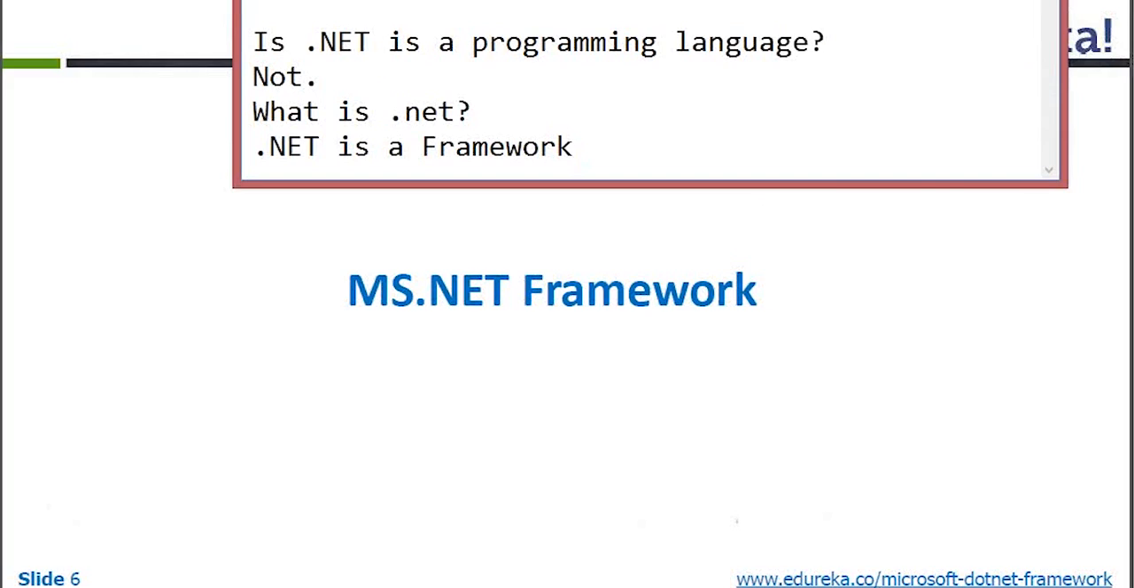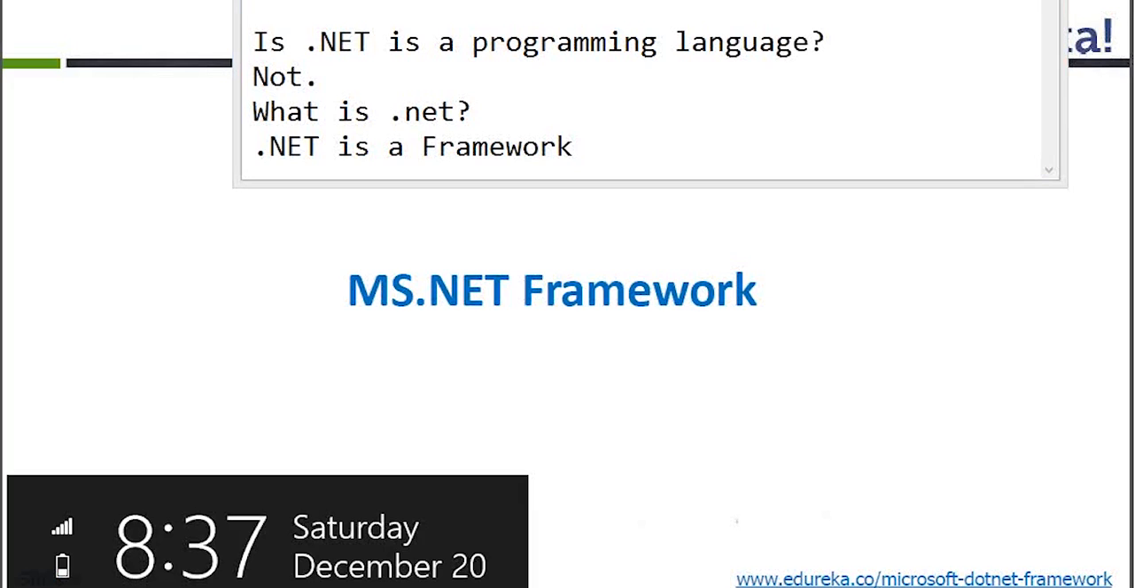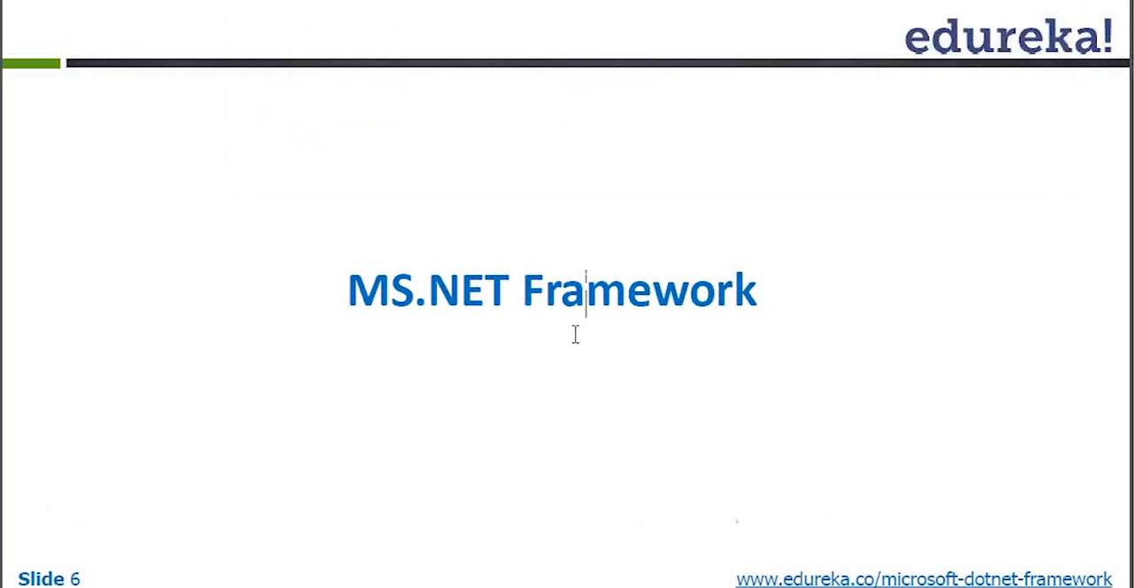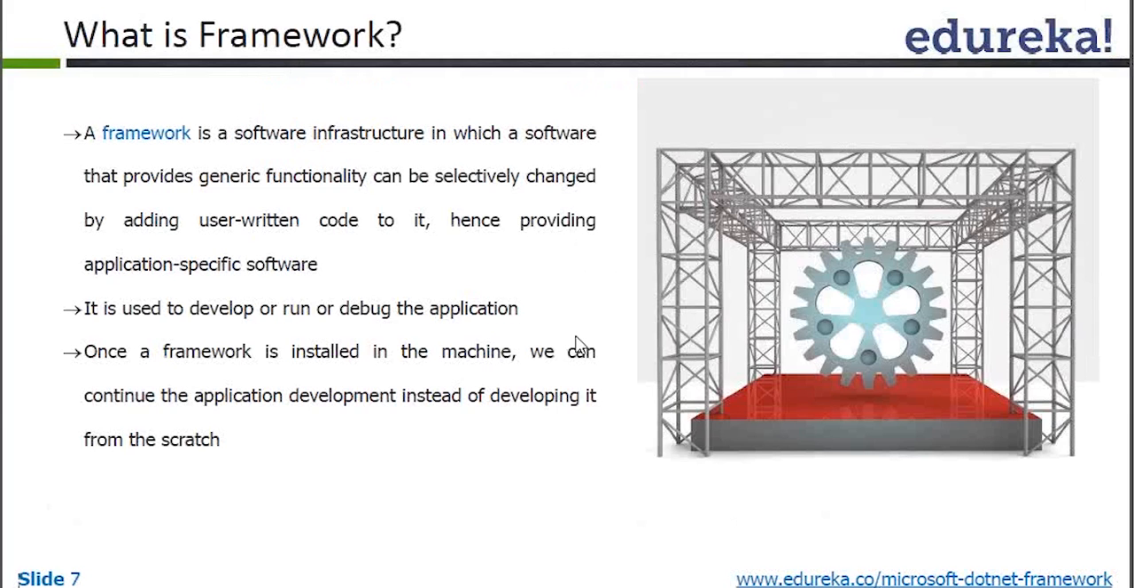Before understanding the .NET framework, let's understand what a framework is. Why do we need a framework? What exactly can be done with the help of a framework? Hope you understand my point. .NET is not a programming language and it is a framework. Irrespective of any programming language, you will have a respective framework. Let's start with the beginning, like a framework.